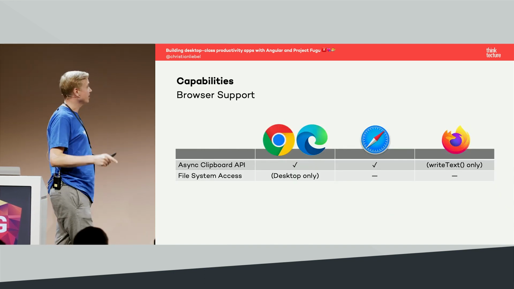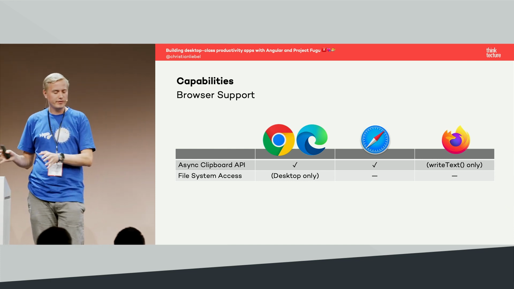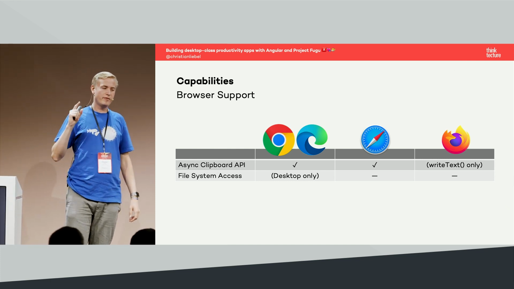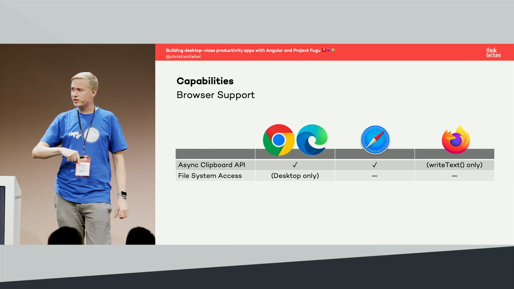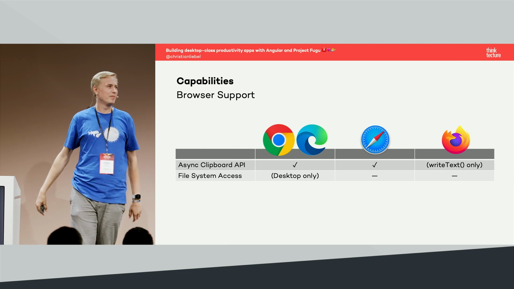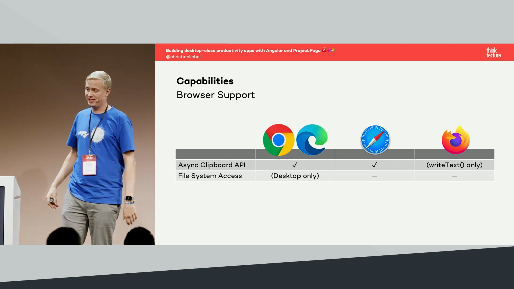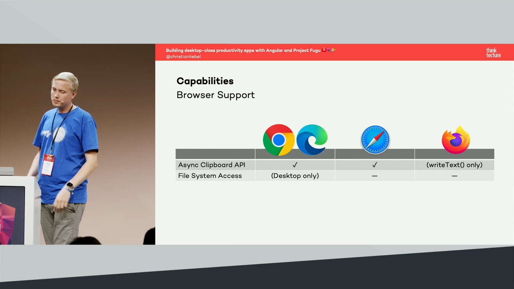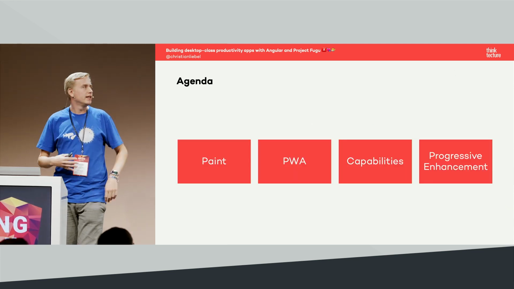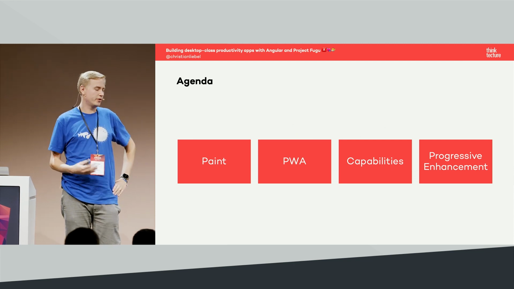All right, browser support: async clipboard API everywhere except on Firefox. They only support write text. File System Access only supported on desktop Chromium. Not so positive signs from the Safari and Firefox side, so don't expect it to be implemented there in the near future. And then progressive enhancement says that you should always keep in mind that there are browsers that do not support a certain API.